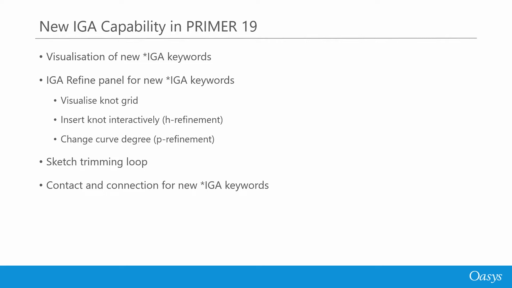In version 19, we have added the IGA refine panel to extend this functionality for the new *IGA keywords. We have also added support for contact check and creating connections for the *IGA keywords.